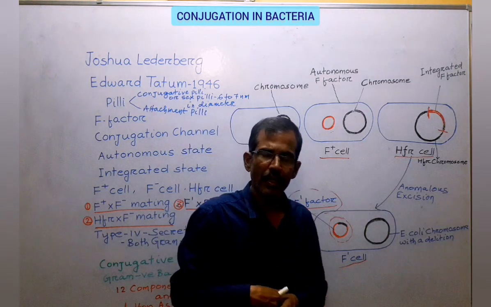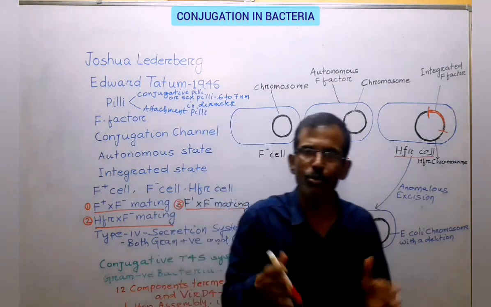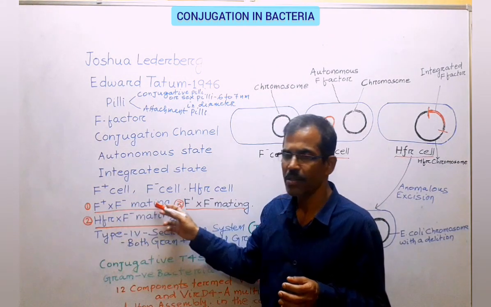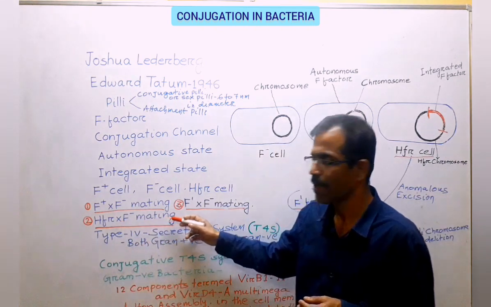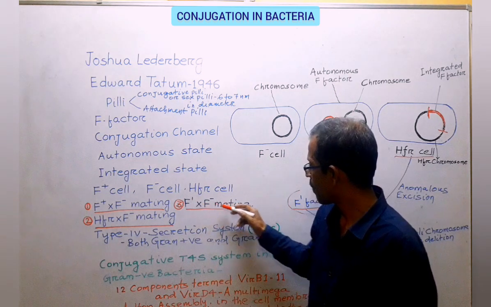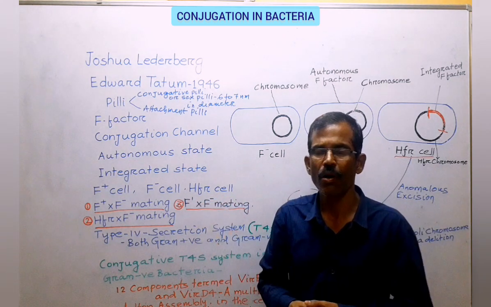So friends, now we shall discuss three types of mating or conjugation. They are F plus into F minus mating, HFR into F minus mating, and the third one is F prime into F minus mating, which is known as sexduction or abduction.